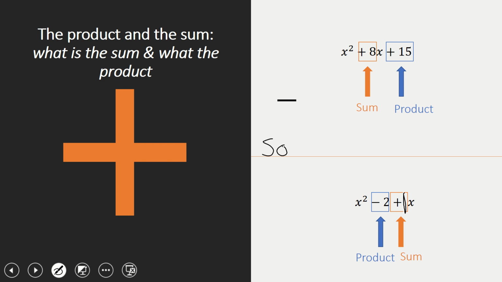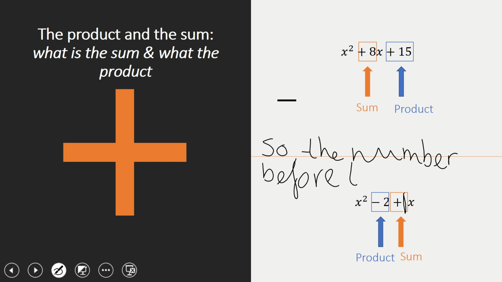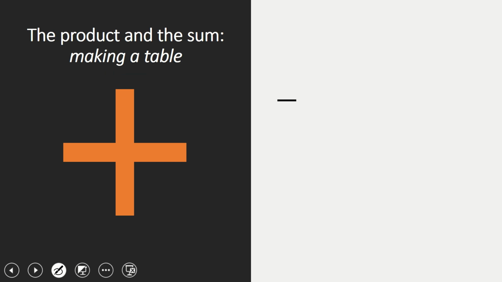So always, I write that down, the number before the letter, and always with the single letter, so not the squared letter, is the sum. That's really important, and I'll highlight it. Alright, so now we know what the sum and what the product is.